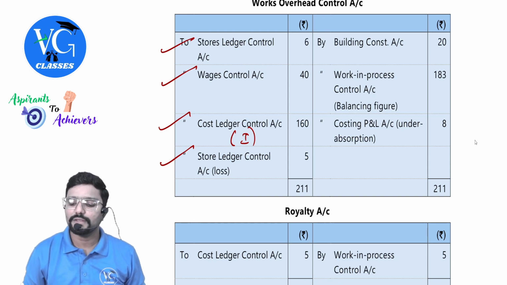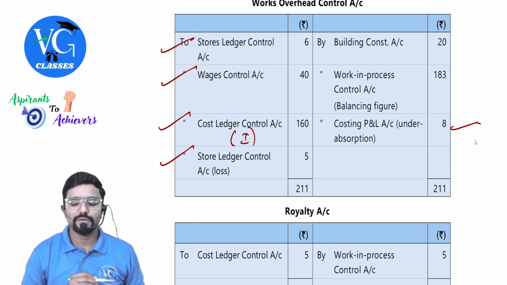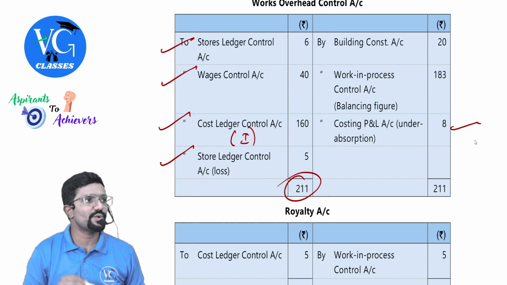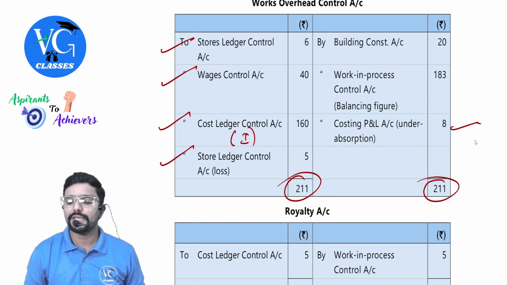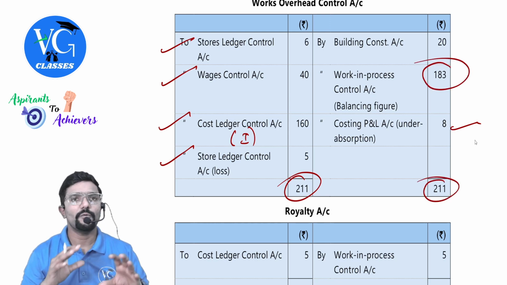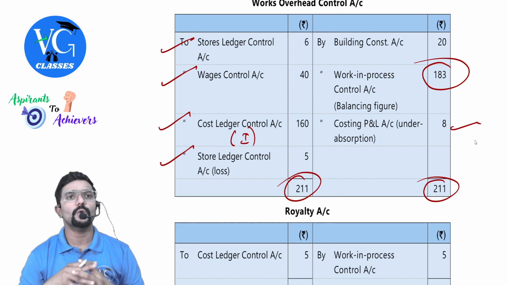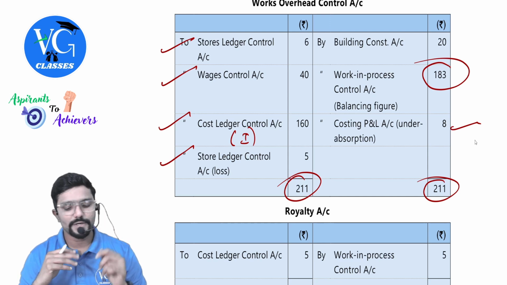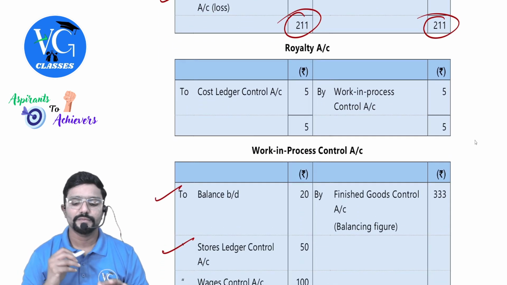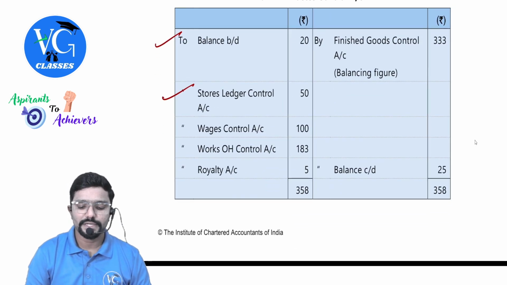Clear? So in this account, they have already given under absorption. Now tally the account. Debit side total is 211. Credit side also should be the same. That means the balancing figure is overhead absorbed. What is the entry for it? WIP control to works overhead. Go and receive it here, guys.